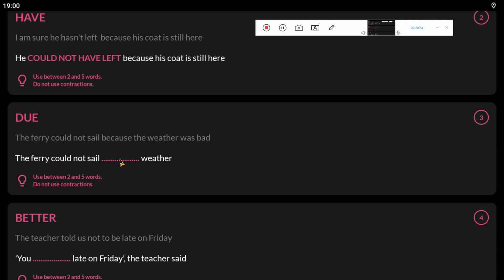The next one. So the ferry couldn't sail because the weather was bad. So the ferry couldn't sail, and you know this one. Please tell me. Due to the weather, the bad weather. Yes, due to the bad weather.